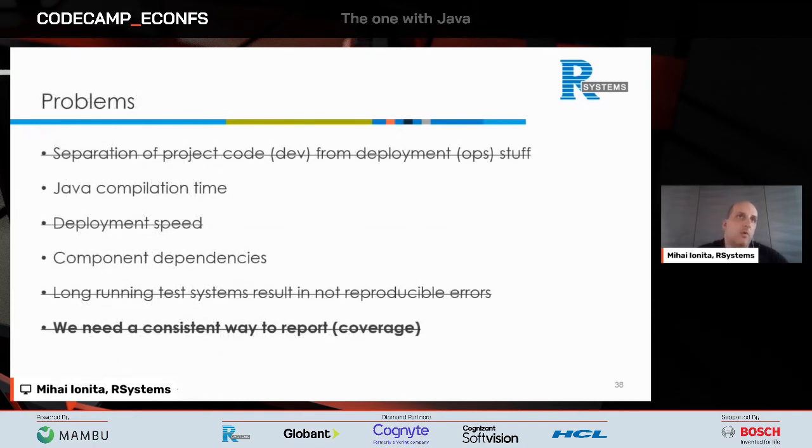So back to our list of problems. One more problem solved. We now have a consistent coverage report. Well, I guess for many in the audience, a coverage report is one of the deliverables for any project. So that's important.